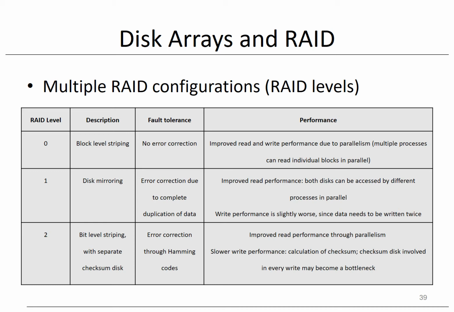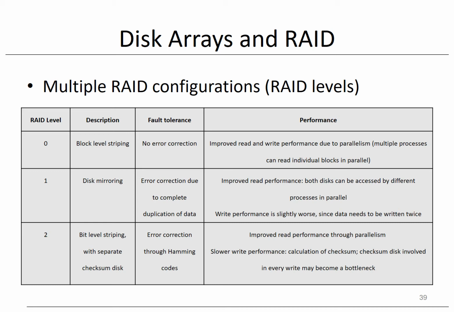RAID level 0: block level striping, no error correction, and improved read and write performance due to parallelism. In other words, multiple processes can read individual blocks in parallel. RAID level 1: disk mirroring, error correction due to complete duplication of data. Improved read performance. Both disks can be accessed by different processes in parallel. Write performance is slightly worse, since data needs to be written twice.